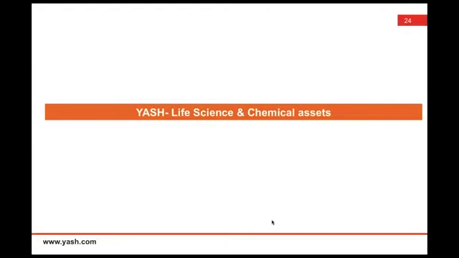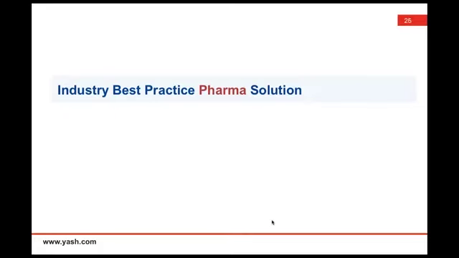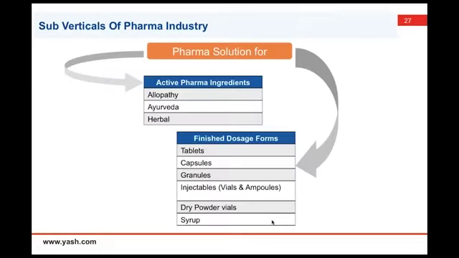We have already deployed these solutions both in India and US markets, and people are getting the benefit out of those solutions. Let me run through the two solutions: the industry best practice pharma solution, and the industry best practice chemical solution. Our pharma solution is designed to address API companies who are into allopathy, Ayurvedic and herbal, and also companies in finished dosages, various things you can see in the box itself.